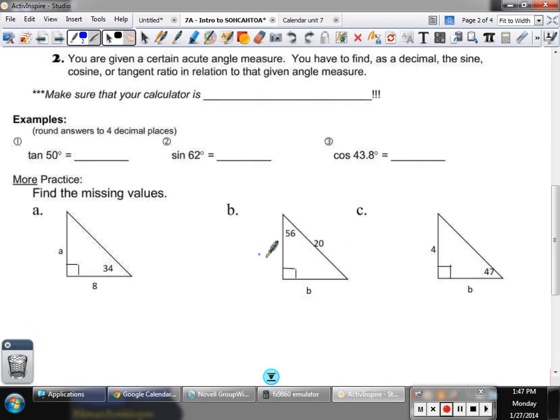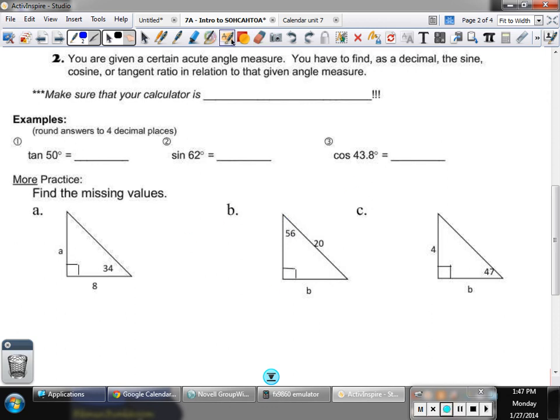Another kind of problem is you're given an acute angle measure, and you have to find, as a decimal, the sine, cosine, or tangent ratio in relation to that given angle measure. There's some calculator stuff here. Those of you holding out and still not buying a graphing calculator for yourself, you are going to really struggle to pass anything we do this unit because the calculator usage is really important.